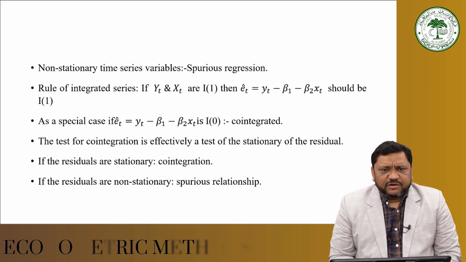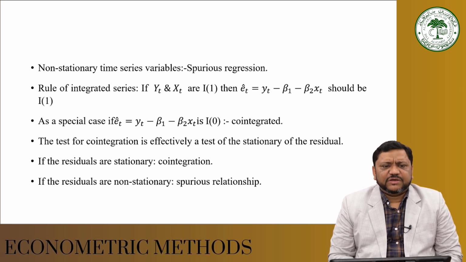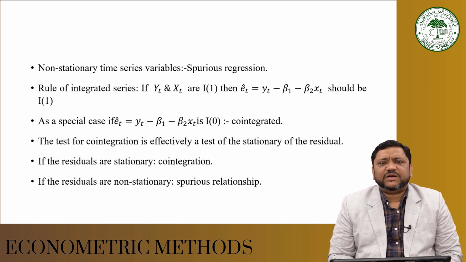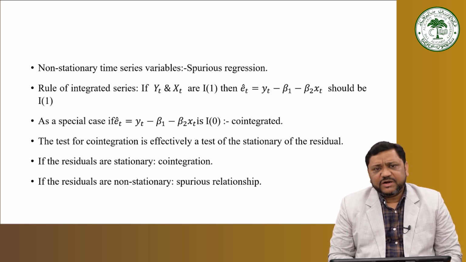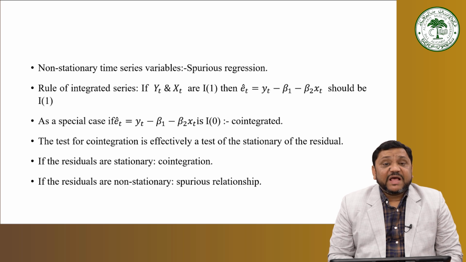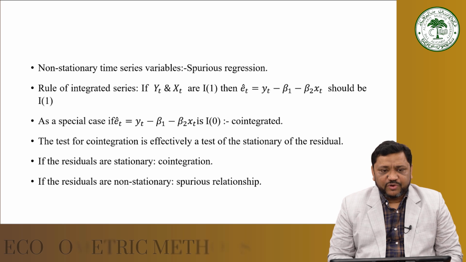So then we need to check for the stationarity of the series. If both the series are I(1), that is integrated at the first order, then according to the rules of an integrated series, any combination of them, that is et hat equals yt minus beta 1 minus beta 2 xt, this linear combination of two integrated series should also be I(1), integrated at first order. But as a special case, if this linear combination, the series of et hat, is I(0), then we can say that these two series are cointegrated.